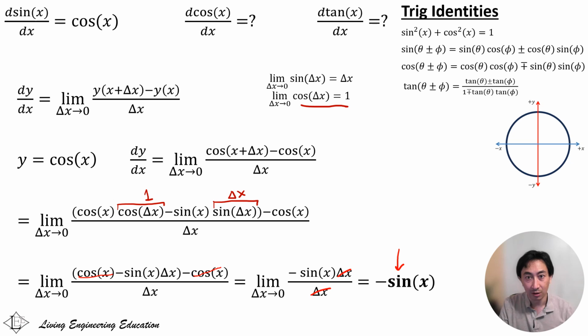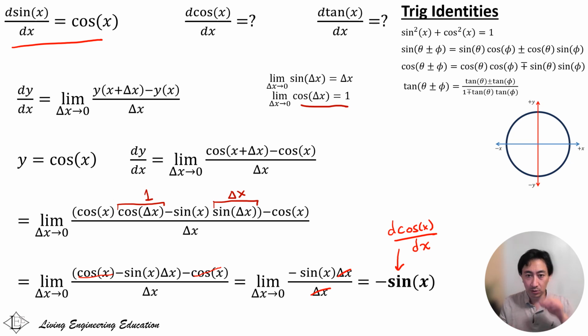So the negative is important, right? So when you take the derivative of cosine, you get a negative sign. When you take the derivative of sine, you get a positive cosine. So this is your derivative of cosine x with respect to x. Okay, so these two honestly show up over and over. So it's really important that you remember these.